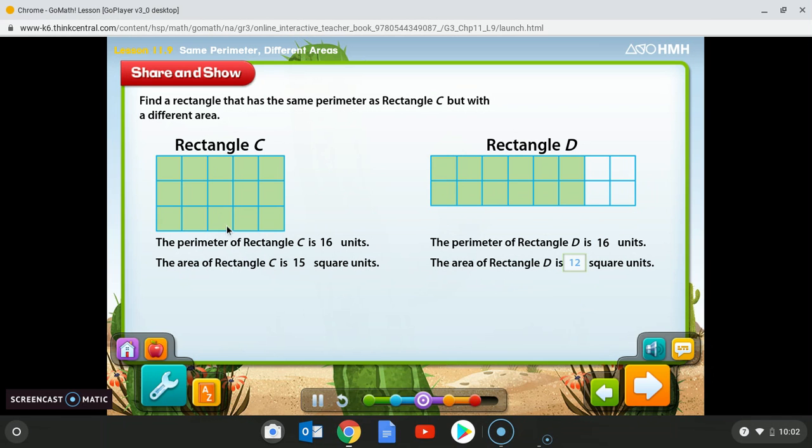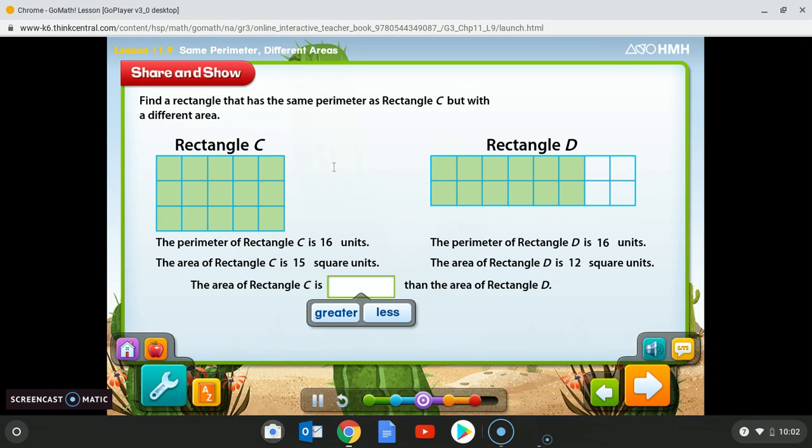Are my perimeters the same? Yes. Are my areas different? Yes. So now let's answer this question. The area of rectangle C is something than the area of rectangle D. So is rectangle C greater or less? Let's see. Is 15 greater or less than 12? If you're thinking greater, you're correct. Great job.